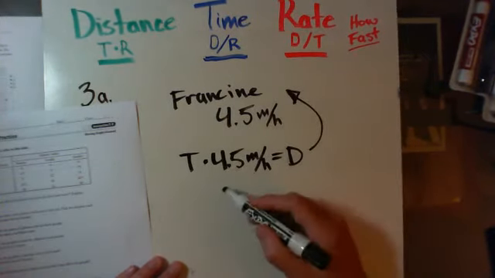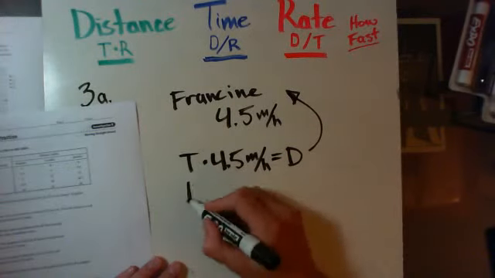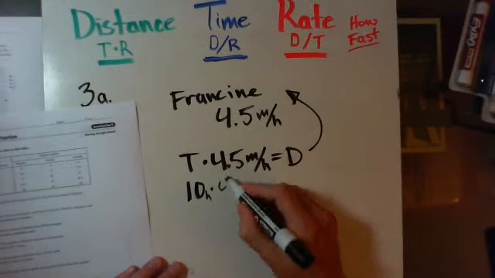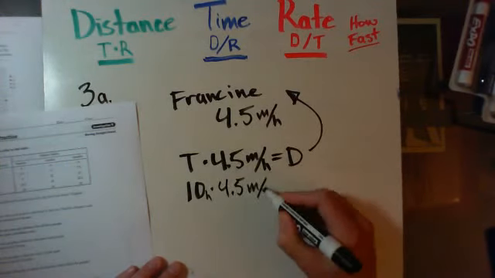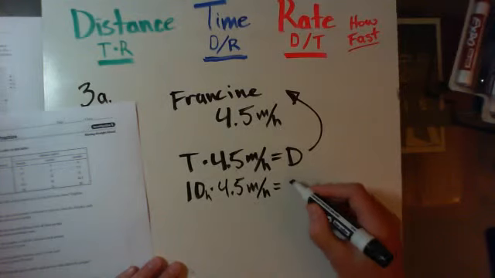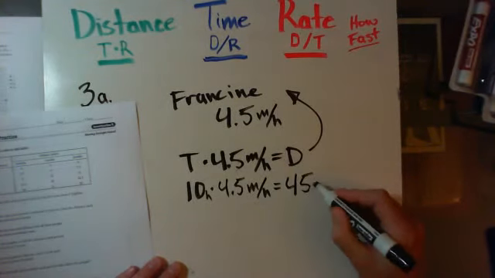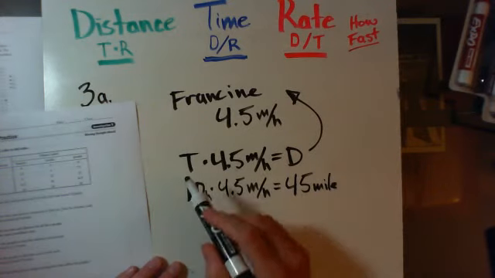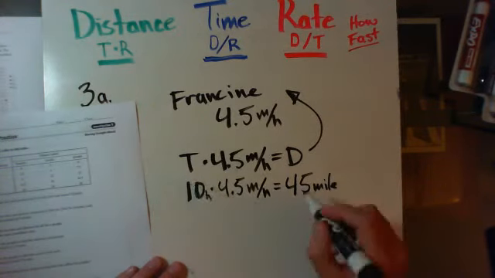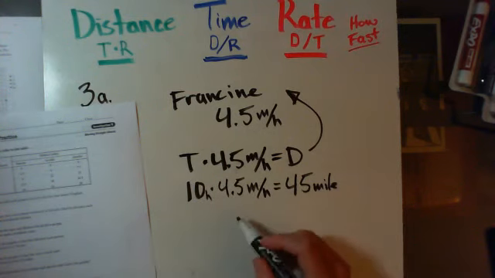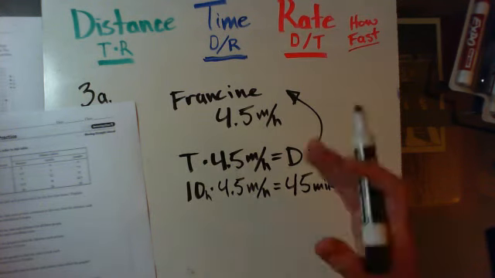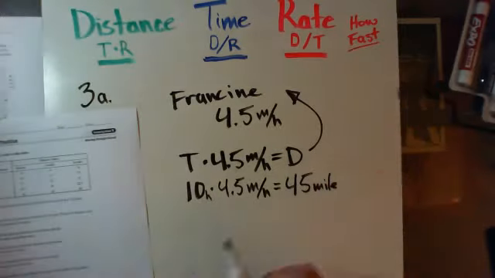So if you have 10 hours, you'd multiply it by 4.5 miles per hour, and you'd get 45 miles. No matter what you put in for t, the time, as long as it's in hours, you'll get the distance if you use this equation. So try it for the other ones. And the rest of 3 you should be able to figure out through just this example, I hope. If you have trouble, let me know.